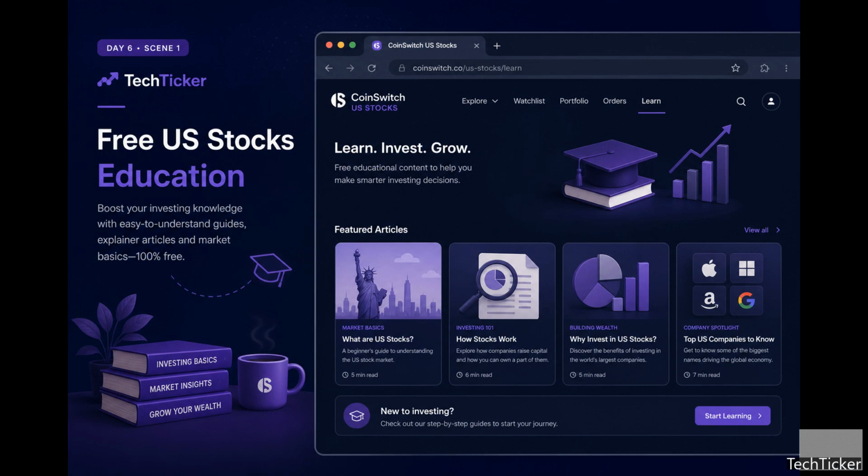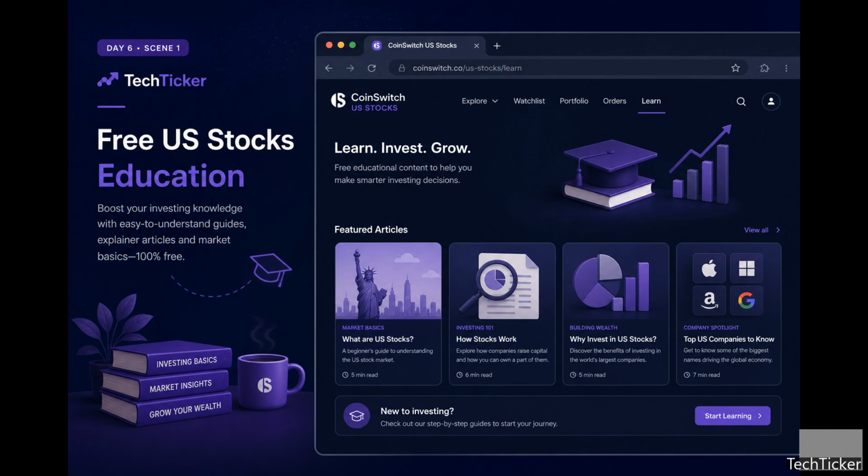The best traders I know spend more time reading than clicking buy. And the best free reading room for US stocks from India? It's not a paid course. It's CoinSwitch's US Stocks Hub, 0 rupees, 0 upsell, and genuinely useful for beginners.